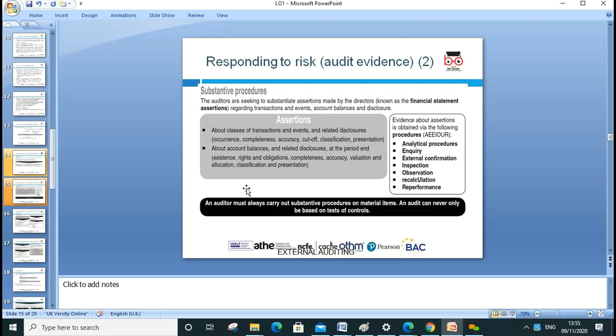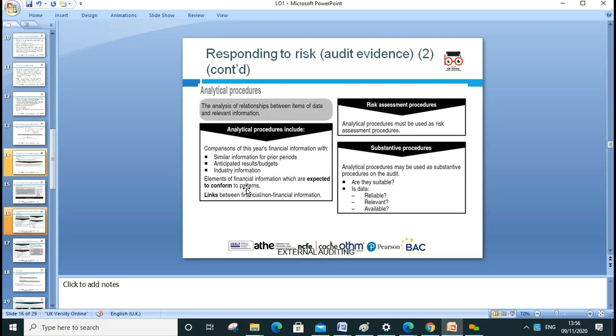Okay, we have assertions, yes, substantive procedures need to be in place. So look around the analytical, look around numerical, you look in inquiry, look around external confirmation, inspection, observation, recalculation, reperformance. So all this is crucial for internal audit or external audit as well. Analytical procedures more we will go through under the external audit, but we can use it.